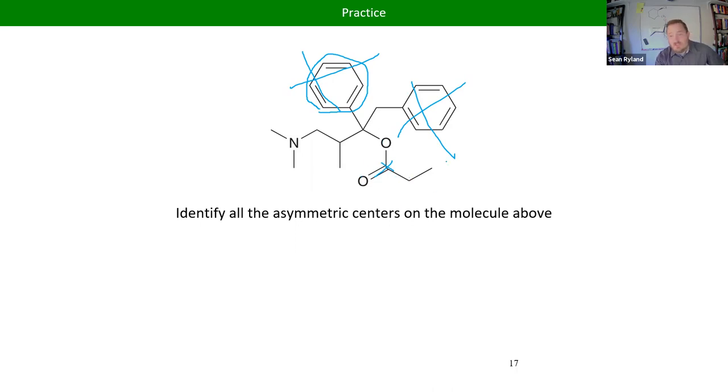If it's sp3, but some of the things that are attached to it are the same, it's not going to be chiral. So any CH3s, anything at the end of a carbon chain is basically not going to be chiral, right? Because you've got CH3. This carbon right here in the middle, next to the two I just crossed out, has a methyl attached. It has this other group attached. The other two things that are attached, though, are hydrogens. If you can't tell the difference between them, that's not an asymmetric center.